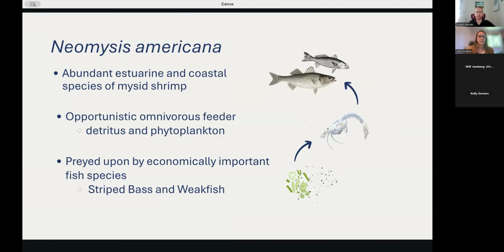The mysids we used are Neomysis americana. This might be a pretty common species to most of you. They're extremely abundant estuarine and coastal species. They're opportunistic omnivorous feeders, so they'll feed on detritus, phytoplankton, anything they can get their mouths on. And they're preyed upon by economically important species such as striped bass and weakfish. So they're pretty important to this plastic question: if they're going to be impacted, they're going to impact these higher trophic levels as well.